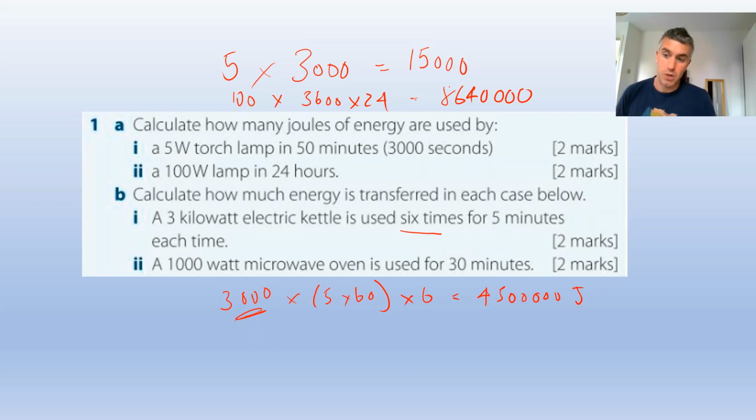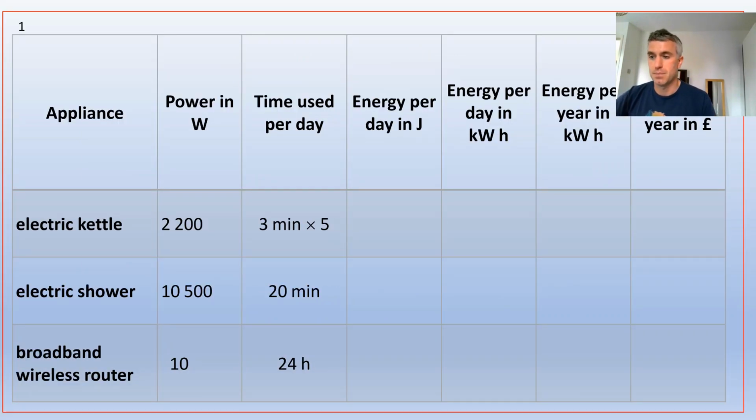I'll leave the last one for you to do. A 1,000 watt microwave used for 30 minutes. Convert 30 minutes into seconds. Done. Okay, so I need you to spend a few minutes copying down this table.